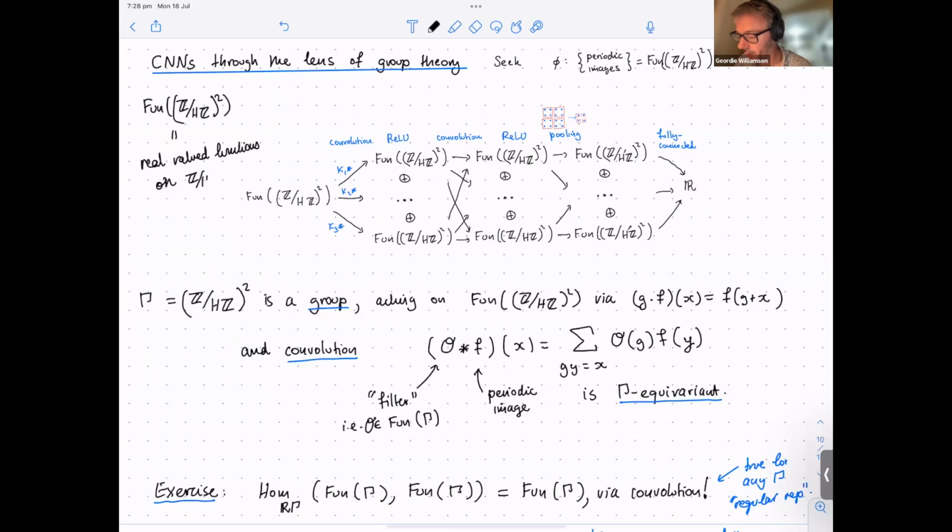Functions on Z mod H Z squared. So basically, convolution is the only equivariant thing that I can do between these function spaces. So applying a filter is the only equivariant thing that I can do.